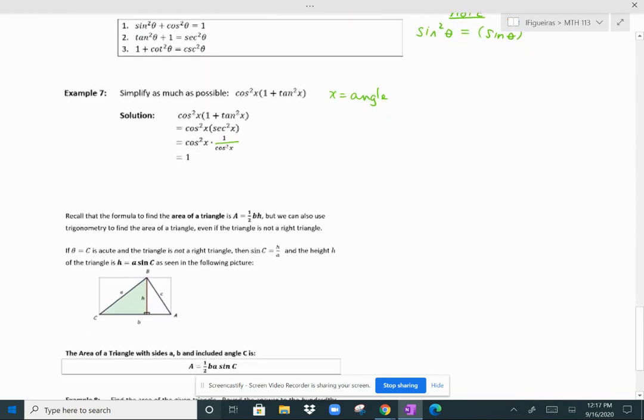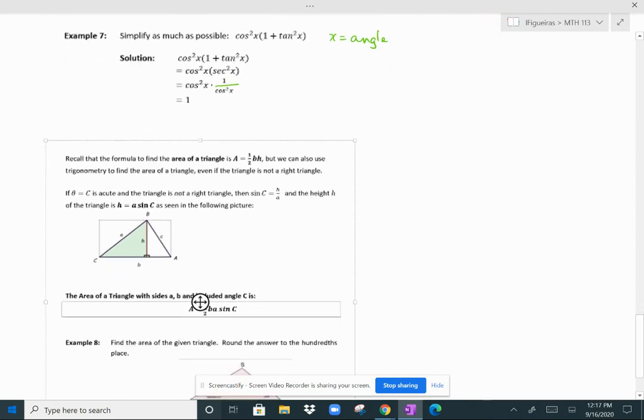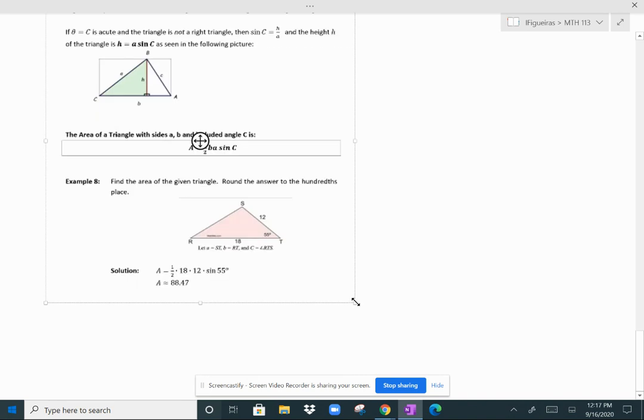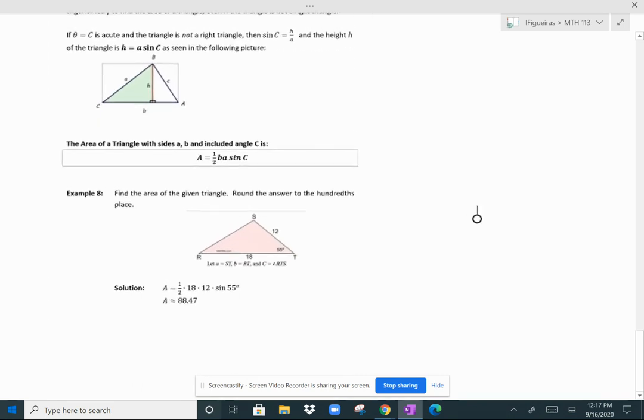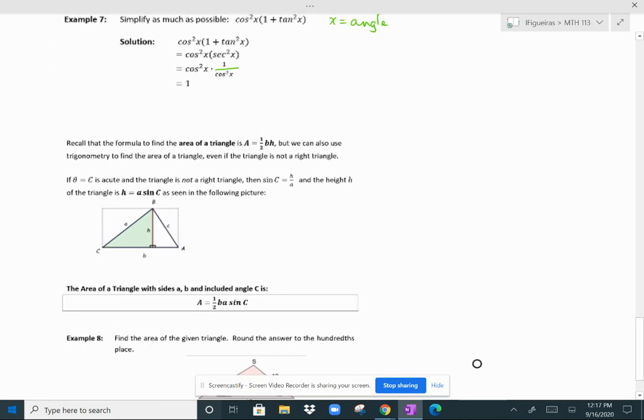All right, so here's a formula that we're familiar with, how to find the area of a triangle. The area of a triangle is 1/2 base times height, but we're going to look at this from a different perspective using trigonometry.